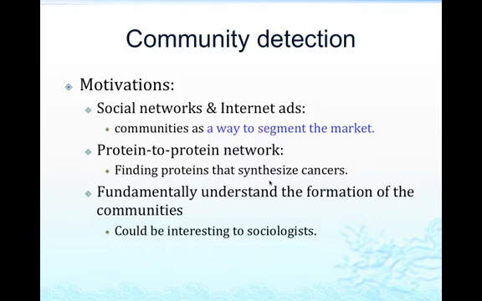For instance, in the context of social networks, service providers such as Facebook may be able to use the community detection algorithm as a way to segment the market. By doing so, it will be able to place more accurate, personalized ads to the users. In the context of protein-to-protein networks, finding a community usually corresponds with finding proteins that synthesize a specific kind of cancer. Finally, fundamentally understanding the formation of communities is always an interesting problem to sociologists.